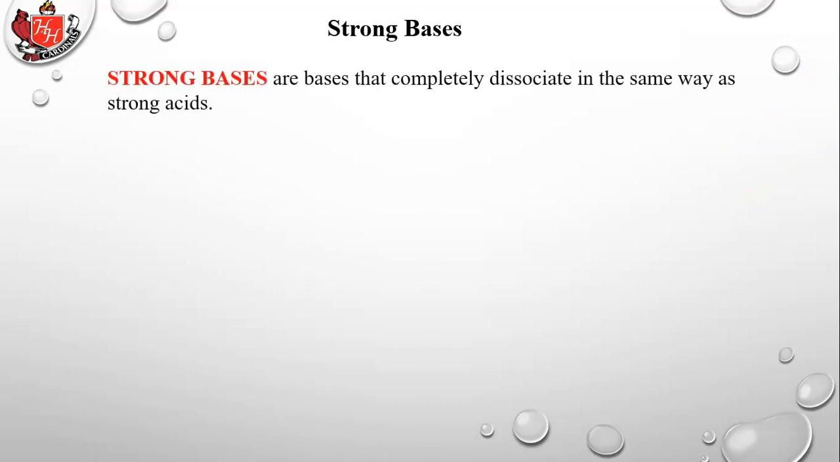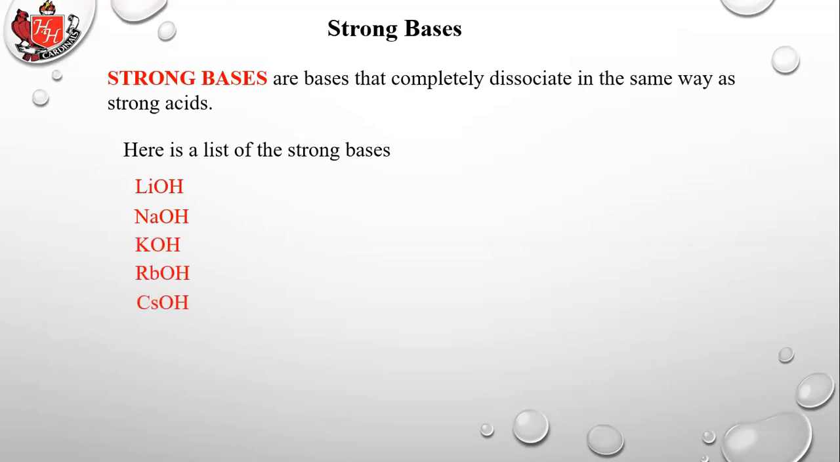Now, strong bases are bases that completely dissociate in the same way as strong acids. Here is a list of strong bases. LiOH. We know Li dissociates with anything that it's attached to. So does NaOH. So does Na. So does potassium. Rubidium, cesium hydroxide, calcium hydroxide, strontium hydroxide, and barium hydroxide. So notice all of these have hydroxides attached to them, which will dissociate into the solution to produce a base.